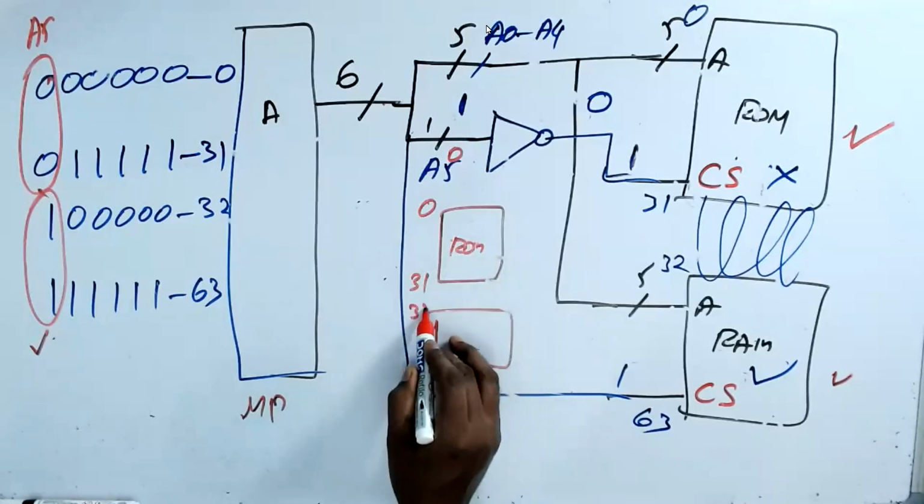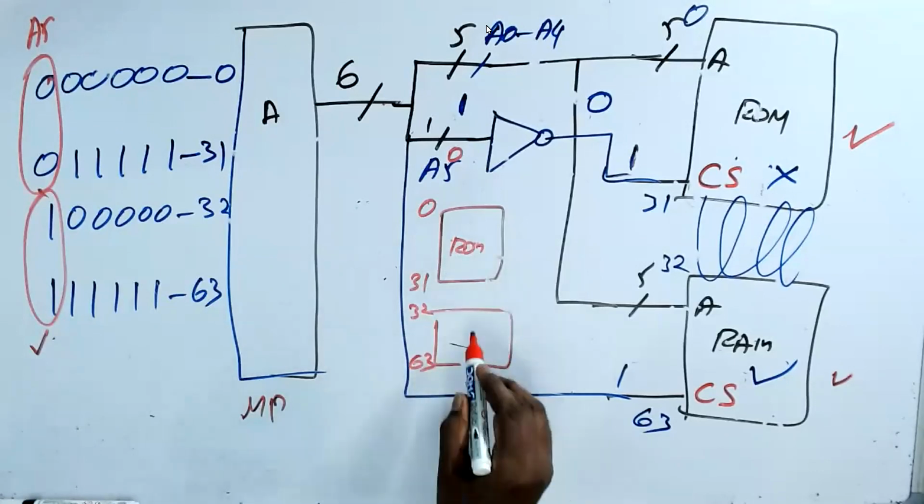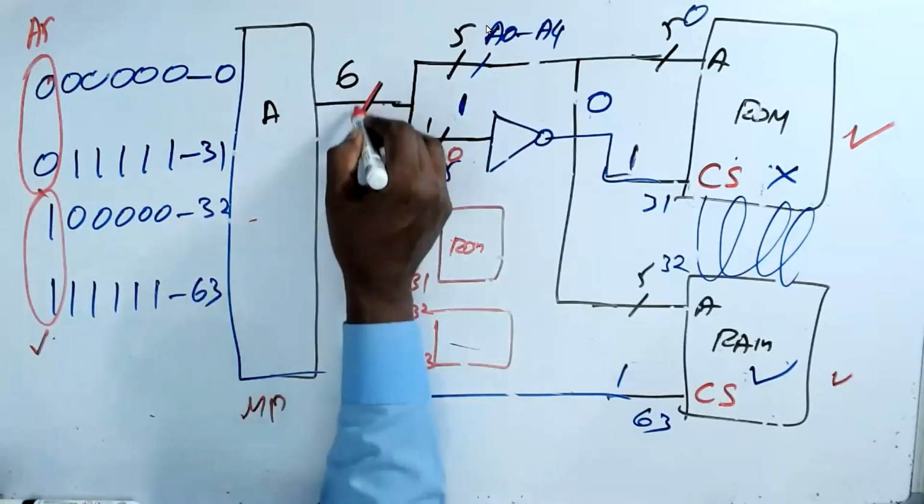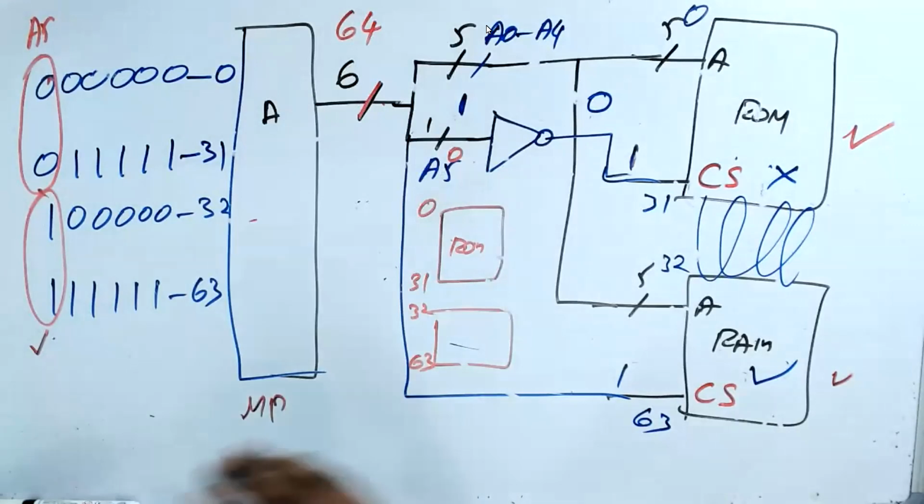RAM is 32 to 63. This is called the memory map: how my memory is mapped. For the microprocessor, 64 bytes, I map ROM and RAM.